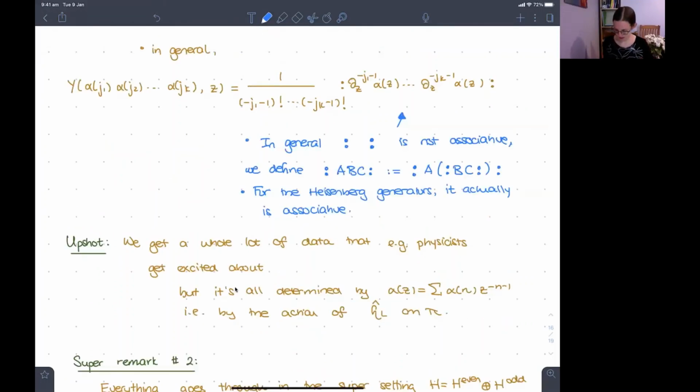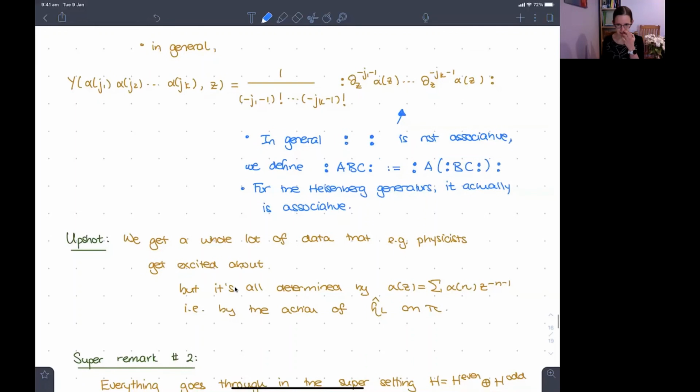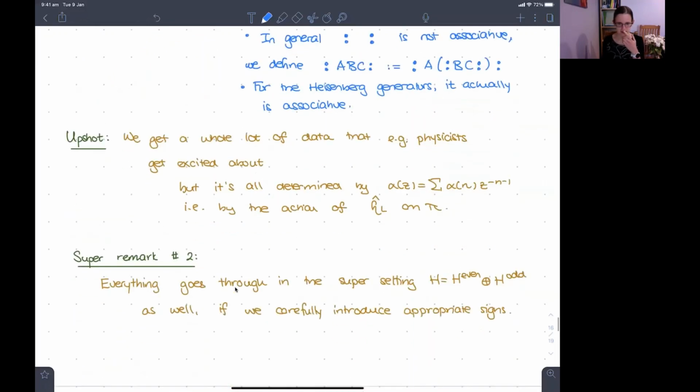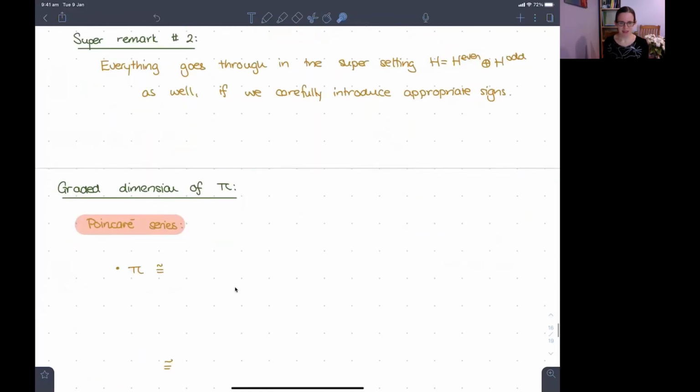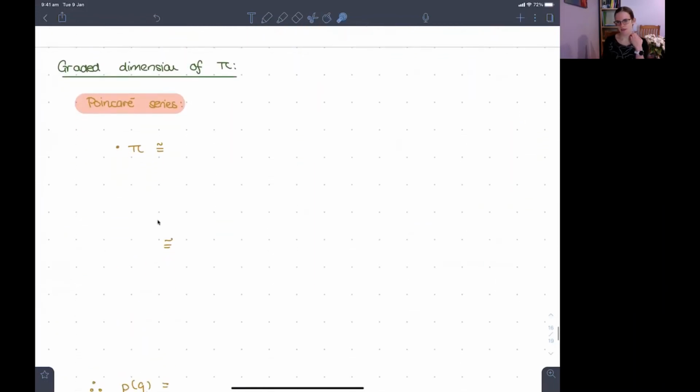Okay, so I'm almost done, but I want to talk a little bit about the graded dimension because it will be relevant in the future. So again, a remark is that if we started, instead of our lattice, with a graded vector space with an appropriate pairing, and we carefully introduce signs, then we get a super vertex algebra. Fine. Okay, so let's just finish by talking about the graded dimension of this space.